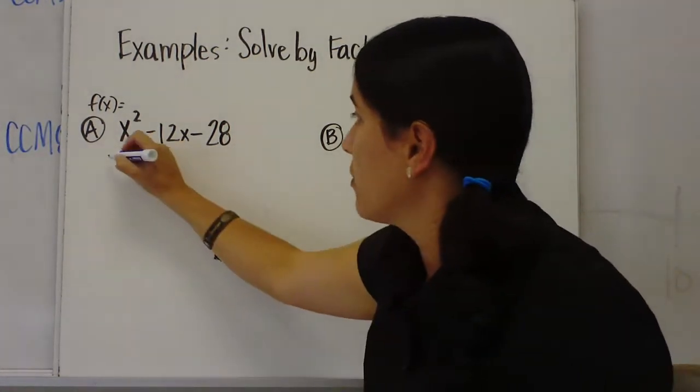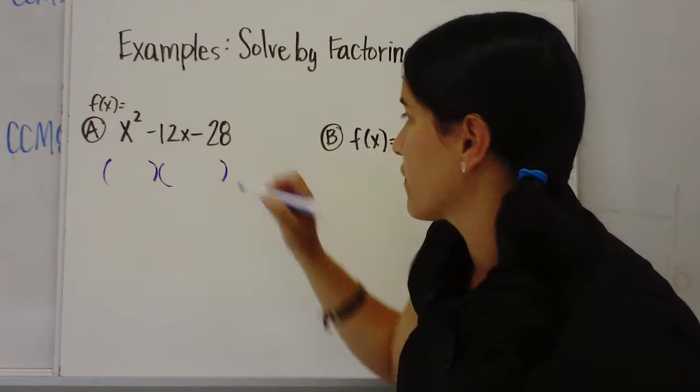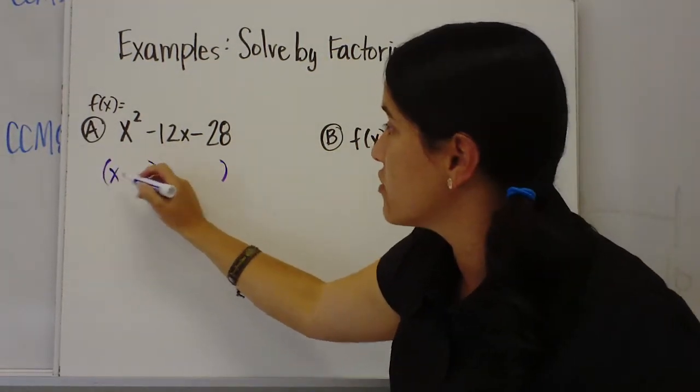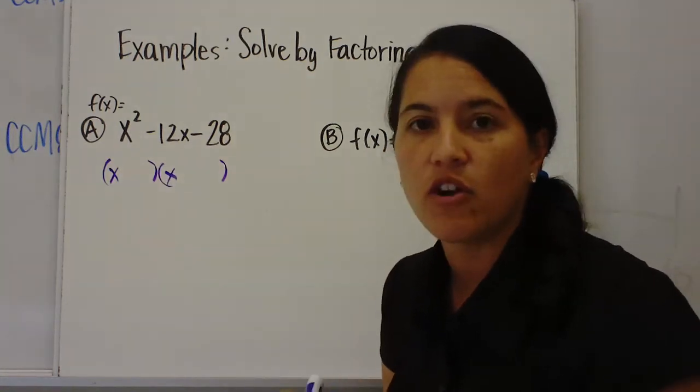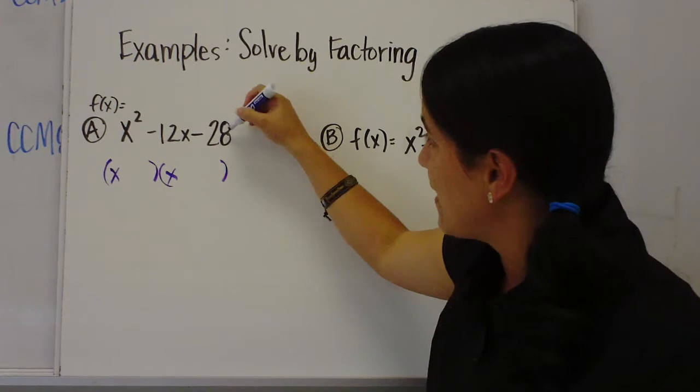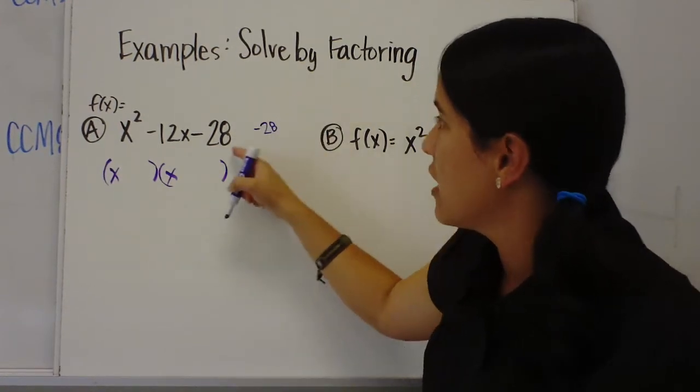So we want to get together our parentheses. And because our first term is x squared, we know it's going to start with x. There are a couple of things you need to think about. We look at the last term. This last term over here is negative 28.